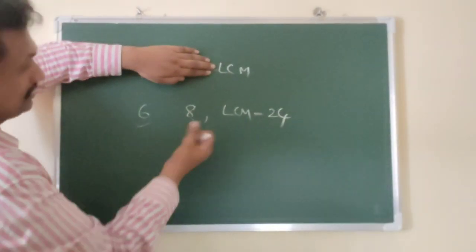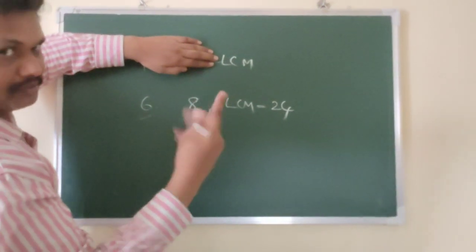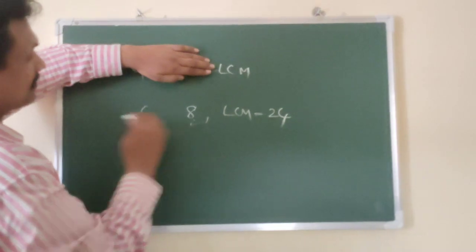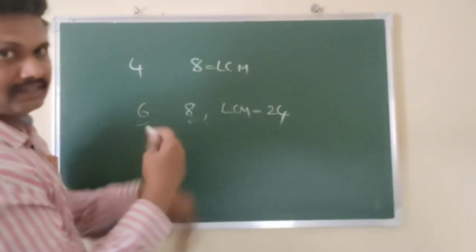8 times 3, like that. 8 plus 8 is 16, no. 8 times 3 is 24. Like that you take. That's all. It is possible to get the LCM orally on the spot.